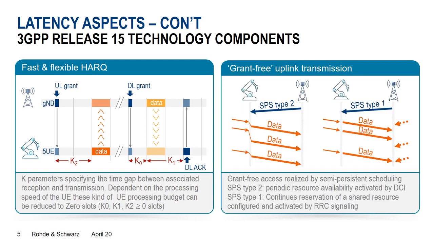There's also grant-free uplink transmission. So in addition to the already known semi-persistent scheduling mechanism SPS type 2, where the base station is allocating periodic resources that can be activated via the DCI formats, there is a new mechanism, and that is called SPS, semi-persistent scheduling type 1. In this case, you can configure a fixed reservation of shared resources for the end user devices, and they may use them at any time if they have data to transmit. So it's overcoming the bottleneck of a certain initial time until you are able to send your first data in uplink direction.